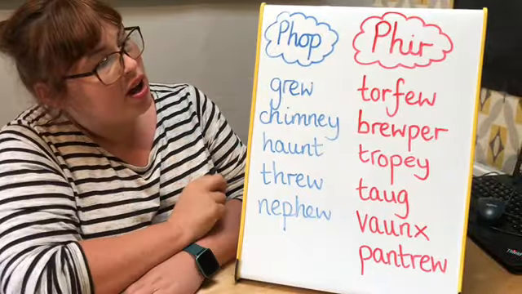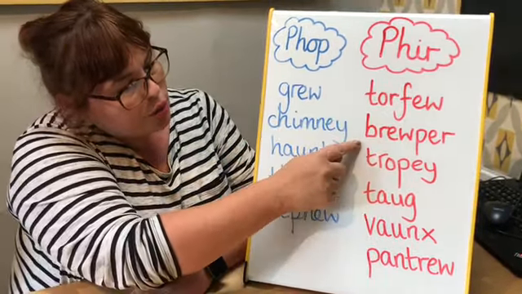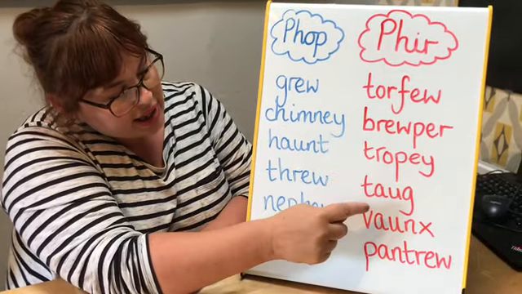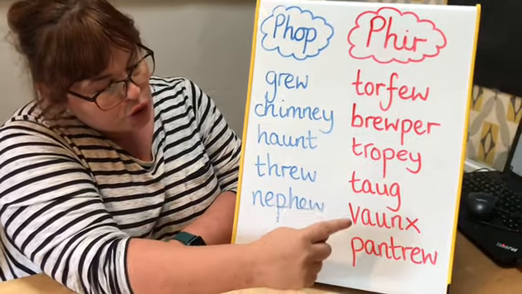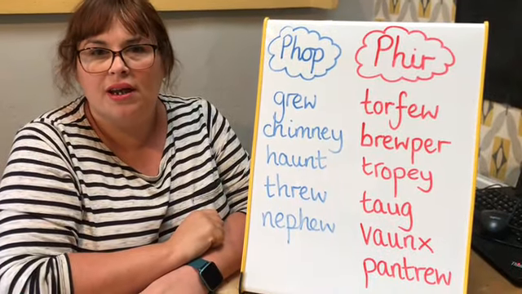And then we've got Phir, who likes to eat fake words. We've got tofu, brooper, tropy, torg, vonks, and pantru. Fun words, but I don't think any of them mean anything.